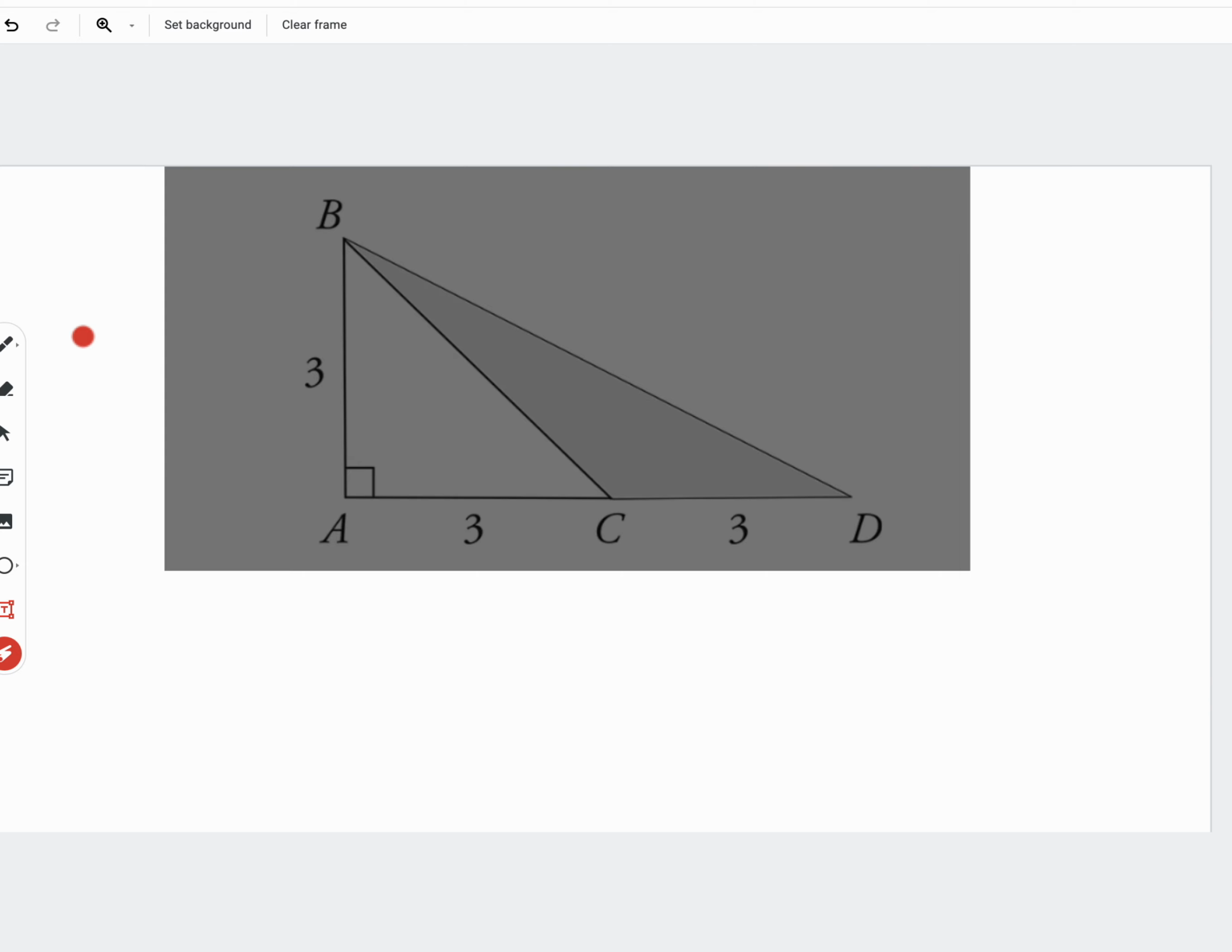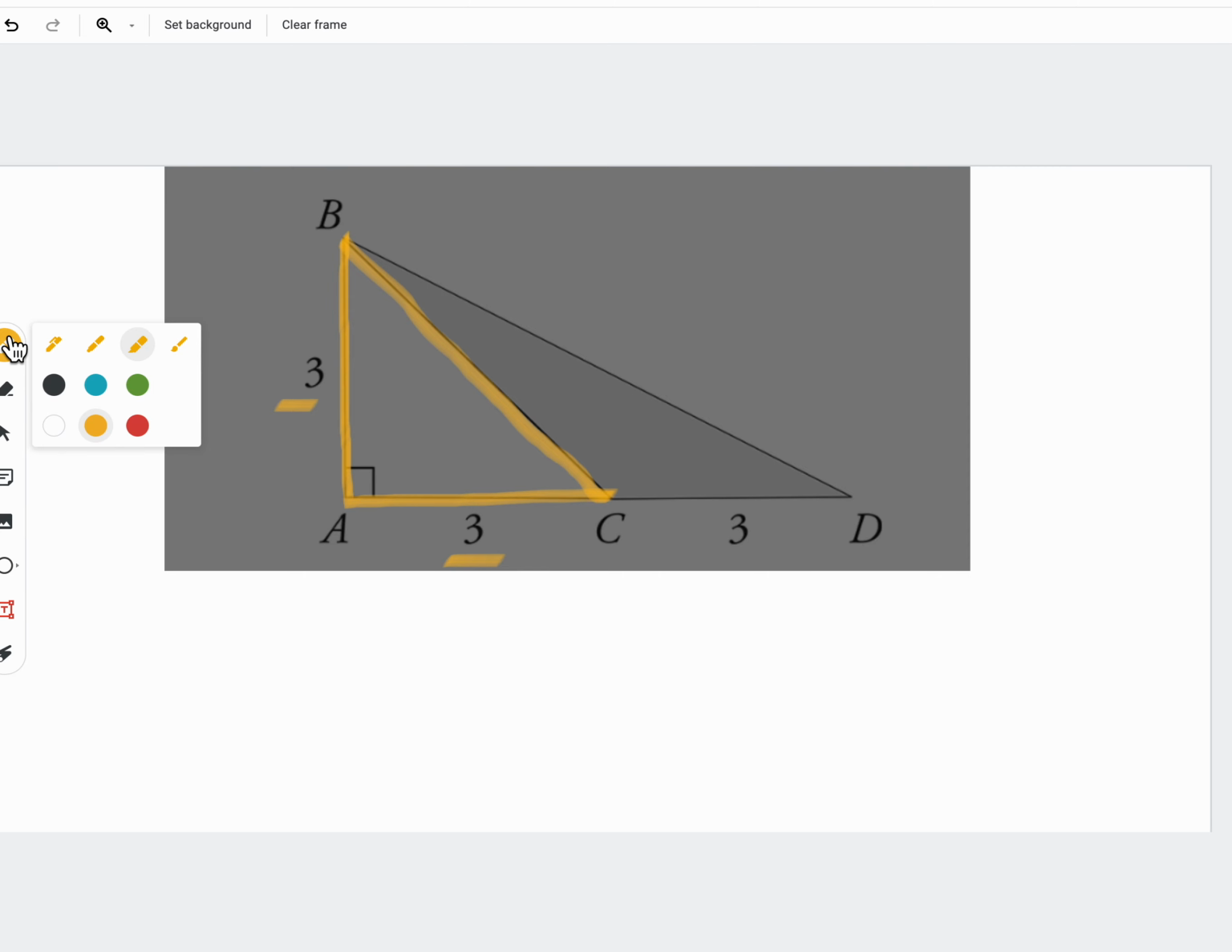First, we can look here at triangle BAC. This is the unshaded right triangle here to the left. Finding its base and height is simple. They're both 3. So using our formula for the area of a triangle, we can figure out that the area of triangle ABC would be 1/2 times 3 times 3, or 4.5.